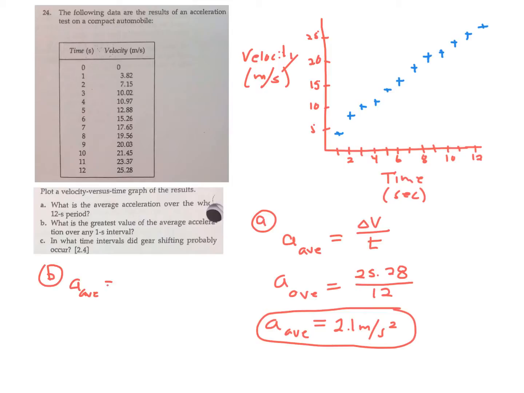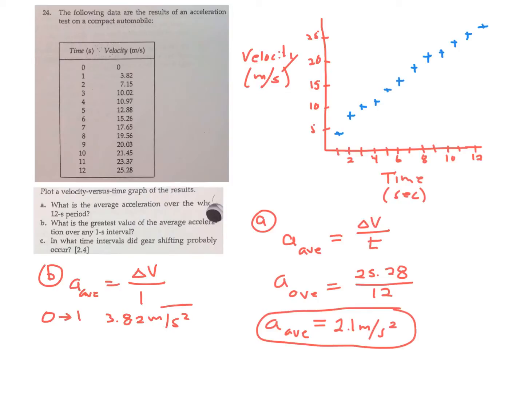A average is your delta V over your time, but for every 1 second interval, from say 0 to 1 or 1 to 2, 2 to 3, it's going to be 1 second. So T is always going to be 1. So all we need to look for is the greatest delta V, and I can see that in the first second from 0 to 1, I have a 3.82 meter per second squared acceleration.